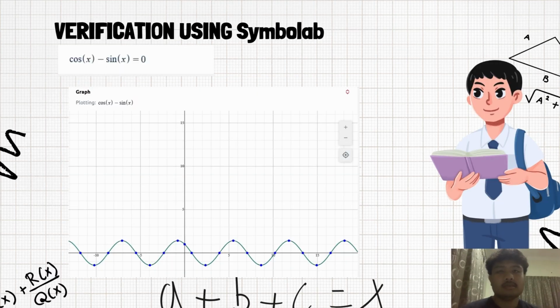So this is the verification using Symbolab for the integrals of trigonometry powers. As you can see, the graph for cos x minus sin x equals 0. And you can see here the graph.